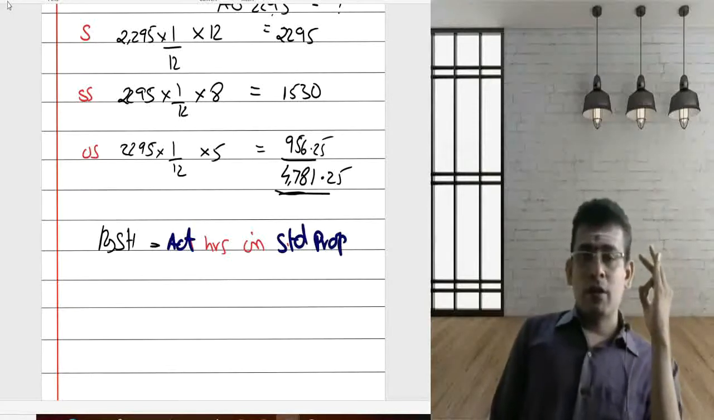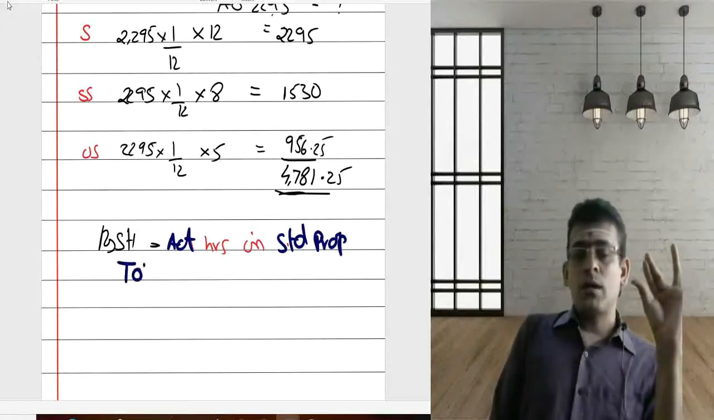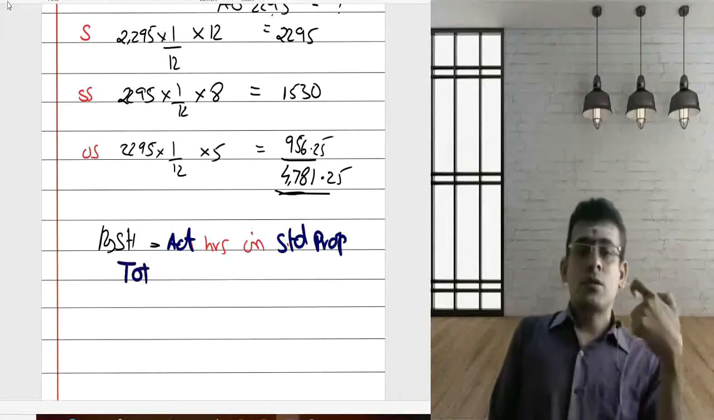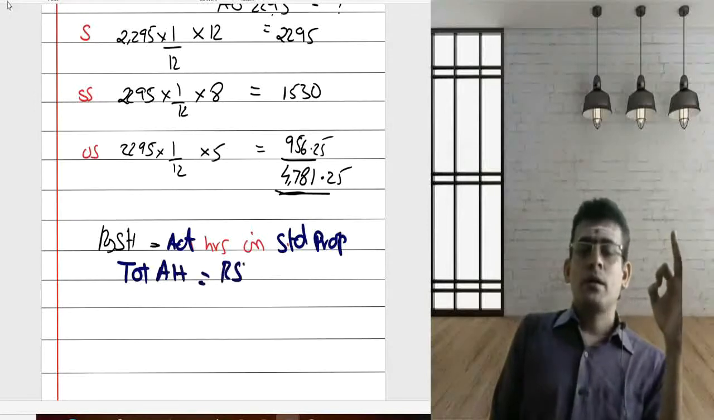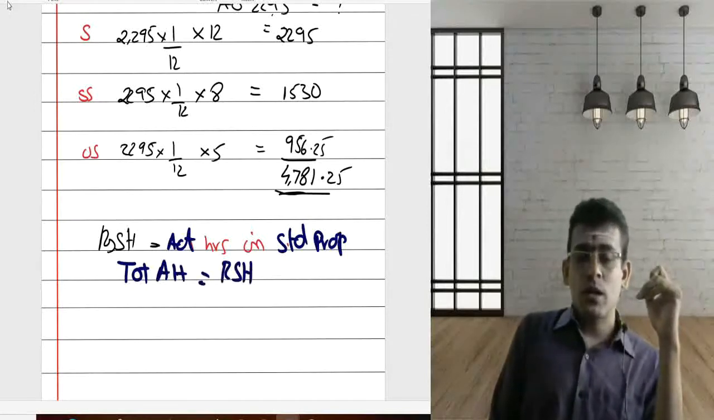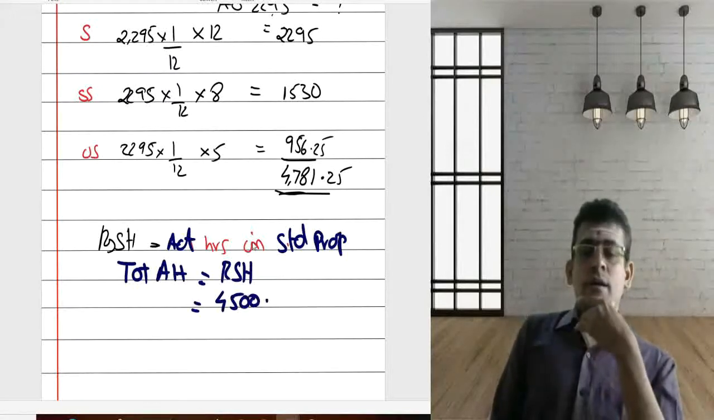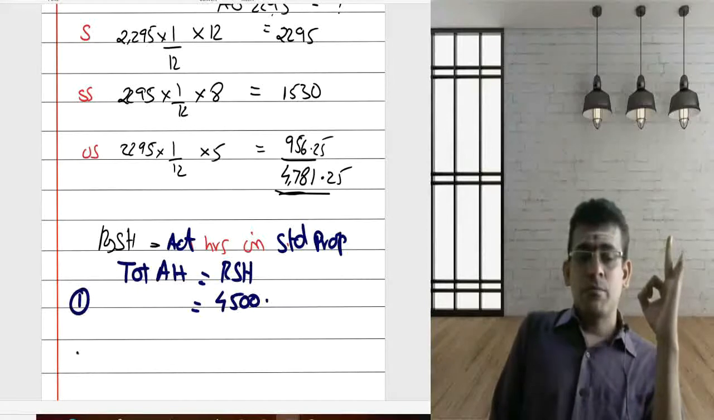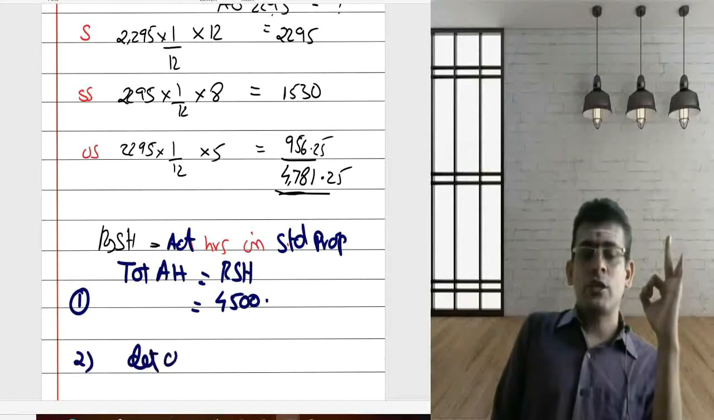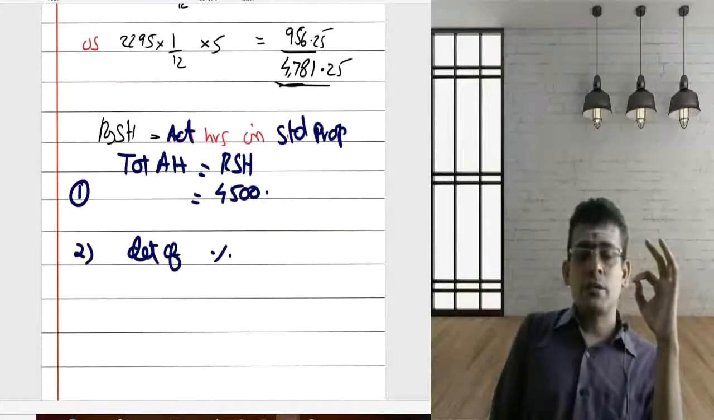What we have discussed earlier when calculating revised standard quantity is one concept: your total actual quantity is equal to RSQ. Now total actual hours should be equal to my revised standard hours. So what is my total hours? Actual hours, we know that it should be 4,500. This 4,500 should be taken in your standard proportion. So step number 1 is nothing but this. Step number 2 is determination of percentage for skilled, semi-skilled and unskilled.